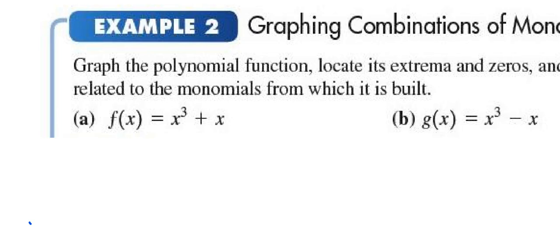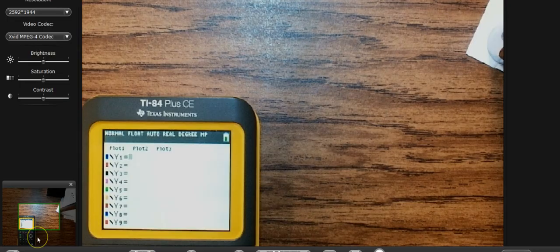And so, let me pause this for a second. As I was saying, make sure that you have no plots turned on and no equations entered in there. And so then we're going to have our y equals x to the third using our caret symbol, which is right above the division key on the newer style calculators that actually raises it up, plus x. Make sure you graph something like this.